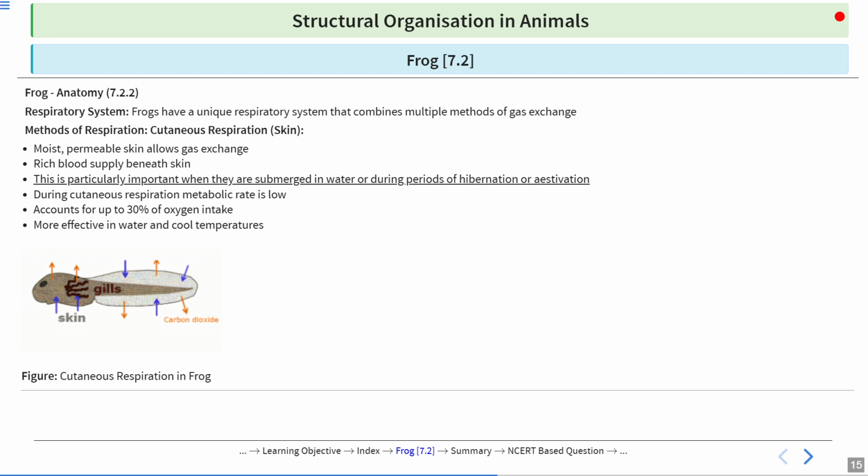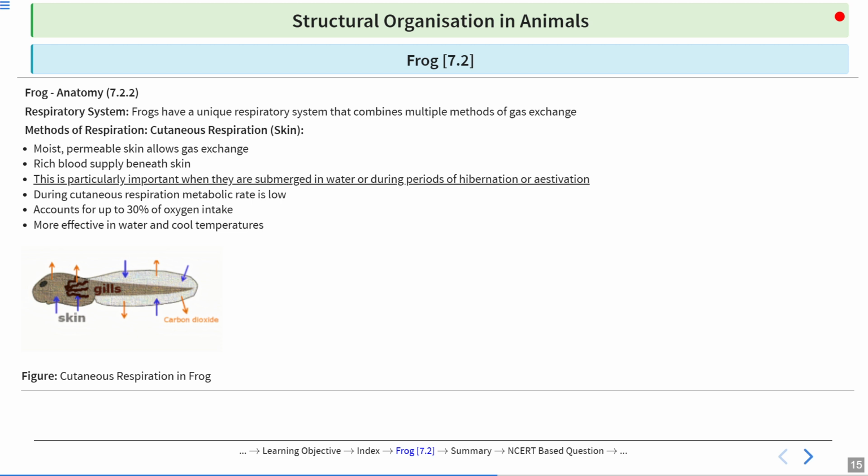Now here you can see a figure of a tadpole. A tadpole has gills, and it has very thin skin. If you see the skin of this tadpole, it is very thin, right? So they can take the oxygen, and they can take out carbon dioxide through the skin. So skin as well as gills are there for the respiration process.